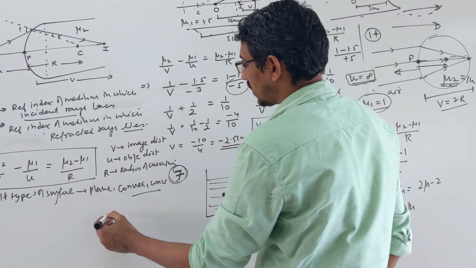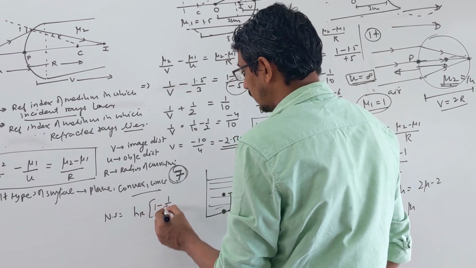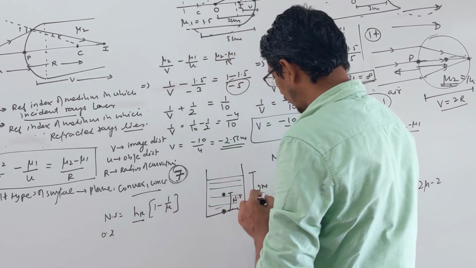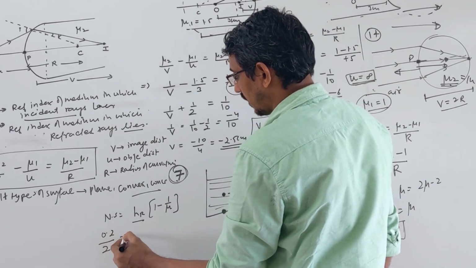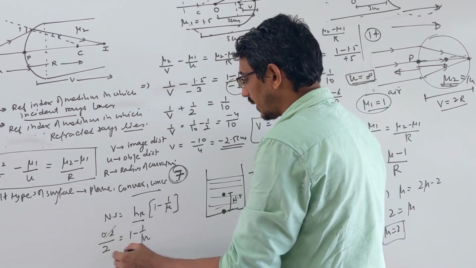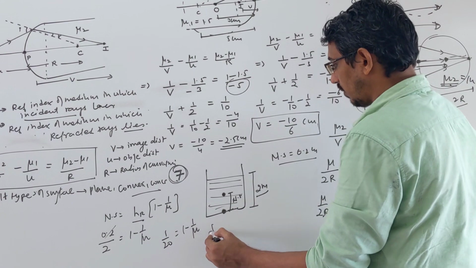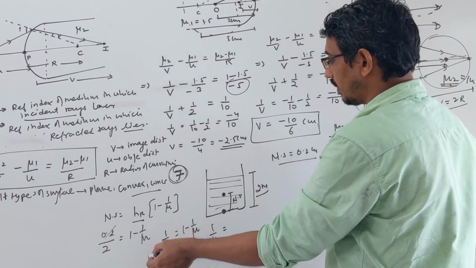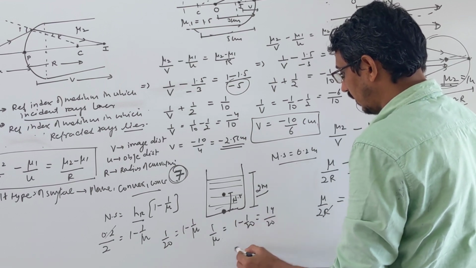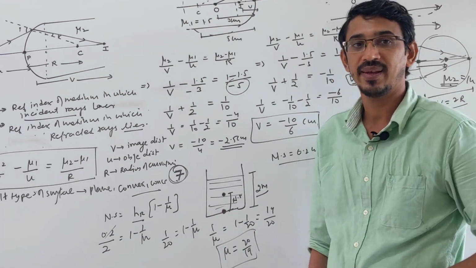So we know the normal shift formula: normal shift is h real times 1 minus 1 by mu. This is the formula, right? Normal shift is given as 0.2. H real is given as 2 meter. Directly I am putting the values here. So 0.2 by 2 is equal to 1 minus 1 by mu. You can write this as 1 by 10, which is 1 minus 1 by mu. So 1 by mu will be equal to 1 minus 1 by 10, which becomes 9 by 10, so mu is the opposite of this: 10 by 9. That's the refractive index of that liquid.